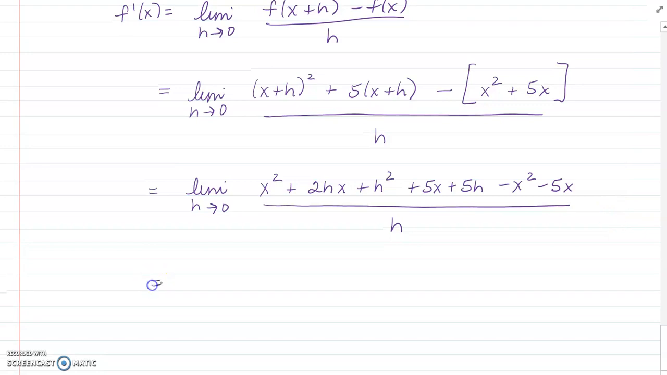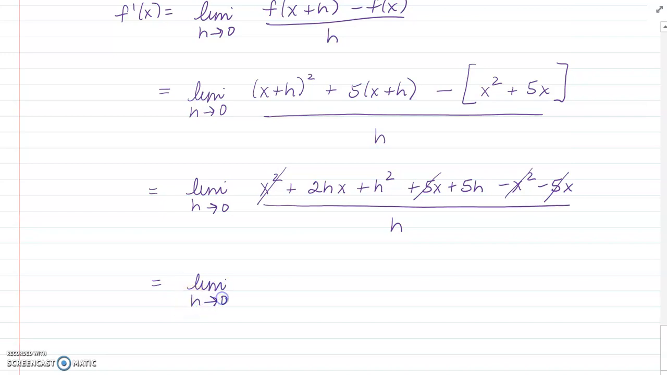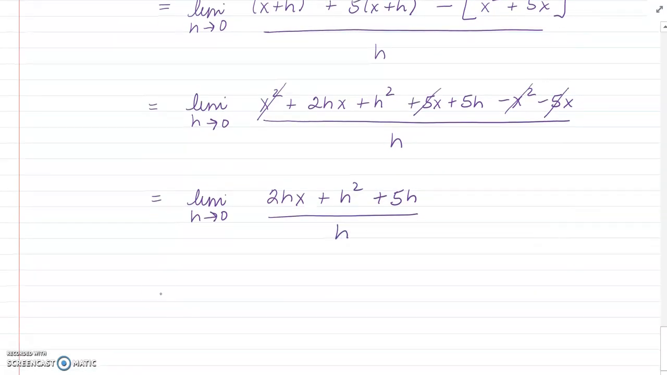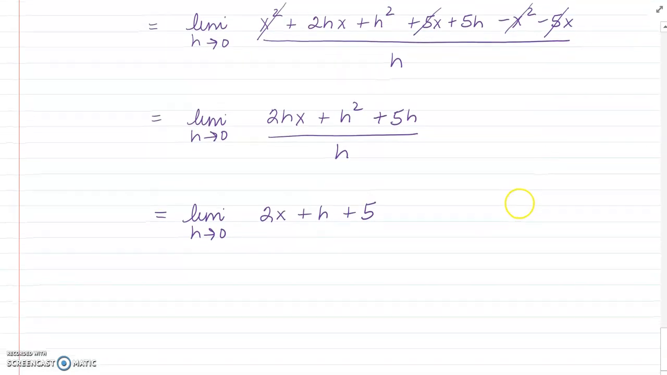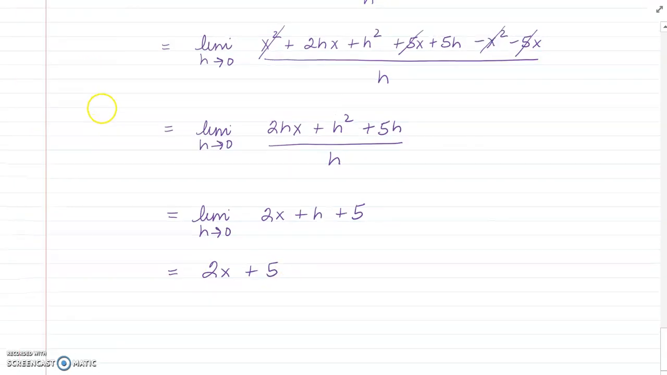Notice again that things are going to cancel out. So my x squareds are going to go away. My 5x's go away. And I've got a 2hx plus h squared plus 5h in my numerator. I can cancel out an h. And now I'm ready to substitute in my 0. So 2x plus 5 represents f prime of x.